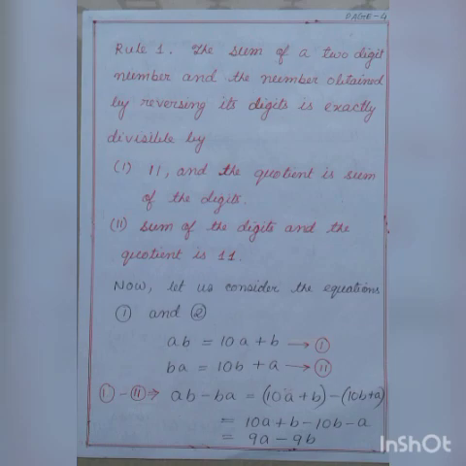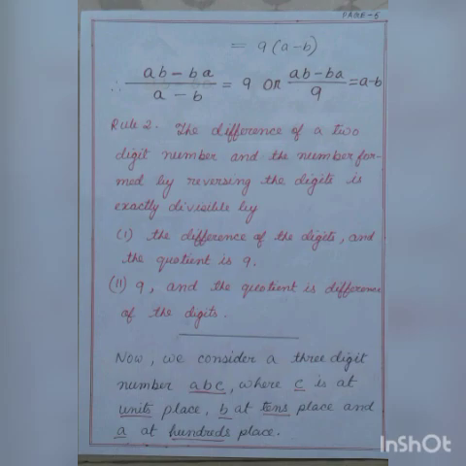Now let us consider equations 1 and 2. AB is equal to 10A plus B, BA is equal to 10B plus A. I have given equation numbers 1 and 2. If we subtract equation 2 from equation 1, I get AB minus BA, which is equal to 10A plus B minus 10B minus A, equal to 9A minus 9B, which is equal to 9 into A minus B.